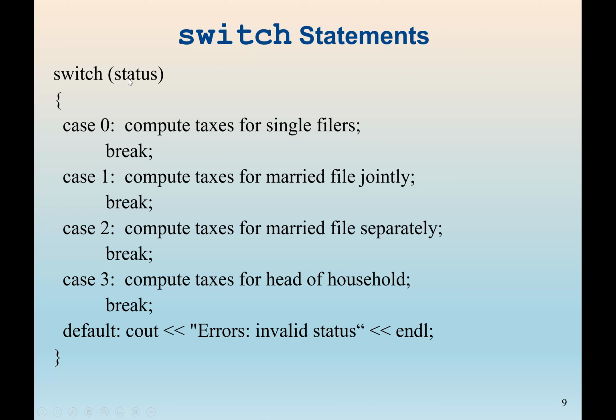So case 1 means we are checking if the status is equal to 1. If it's equal to 1, then we compute taxes for married filing jointly. Then we break. So if case 1 is true, when we break, we come out of the switch statement. Same thing applies to the other cases, and we also always have what we call the default, which means if status 0, 1, 2, 3 are all false, then the last option, error, invalid status, always prints.